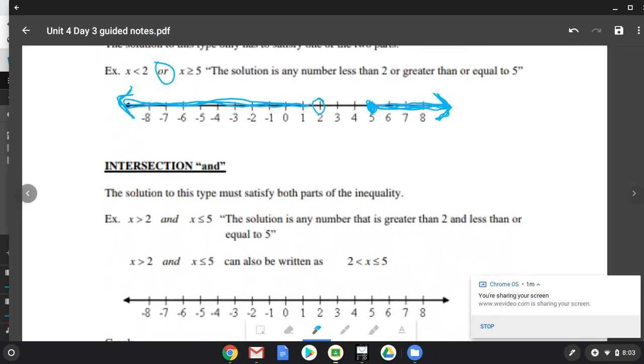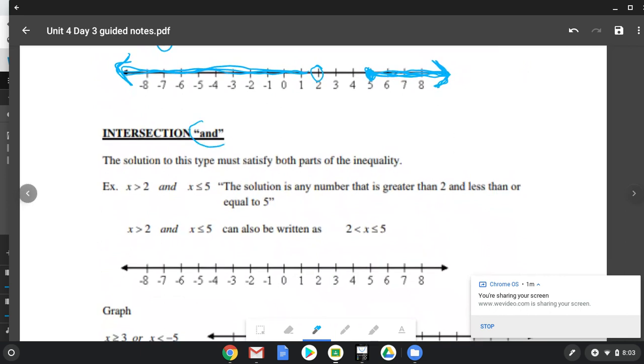For the AND type of inequalities, right here, the word AND, it's going to be the opposite. There's only going to be shading towards each other, and there's going to be nothing going to the far left and nothing going to the far right with an AND. Now, there's two ways that it can be written. It can be written with this word AND very easily, just like this.